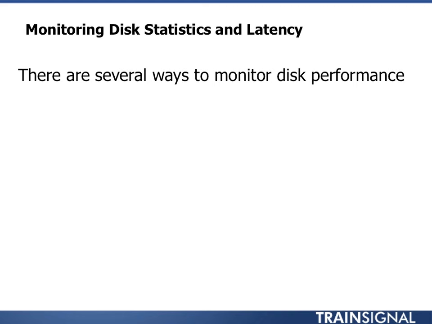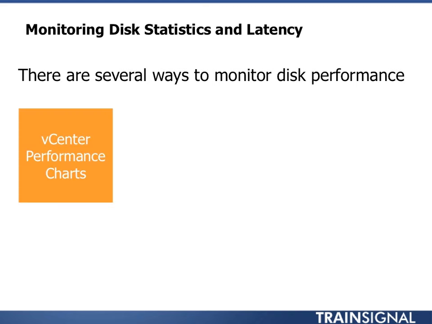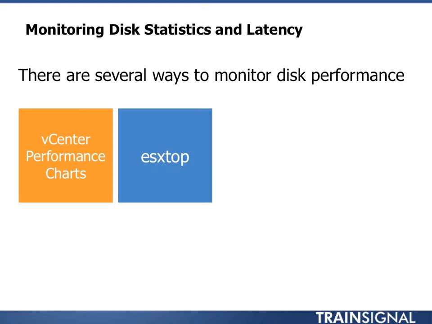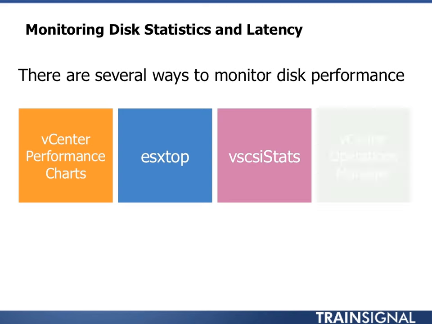Monitoring disk statistics and latency. There's several ways to do this. We'll hit these definitely in detail in later lessons, but performance charts from vCenter are a big one. Easy to use, simple, predefined, no problem. ESXtop is more of a real-time tool. You can run it in what we call batch mode, store metrics, and look at them. But normally when I'm running ESXtop, I'm sitting in front of the console looking at information. Same with vSCSI stats. I normally want to see some other information I'm not getting out of ESXtop, but it's kind of real time.